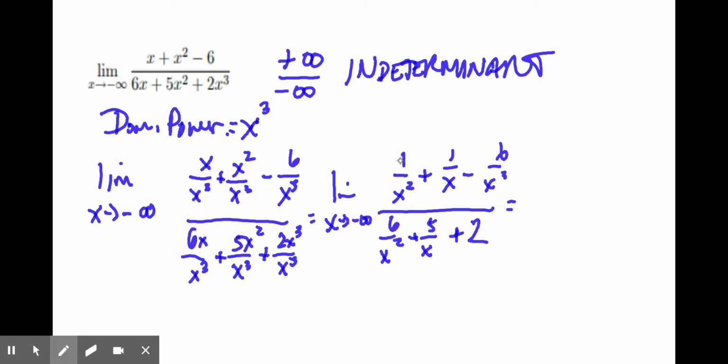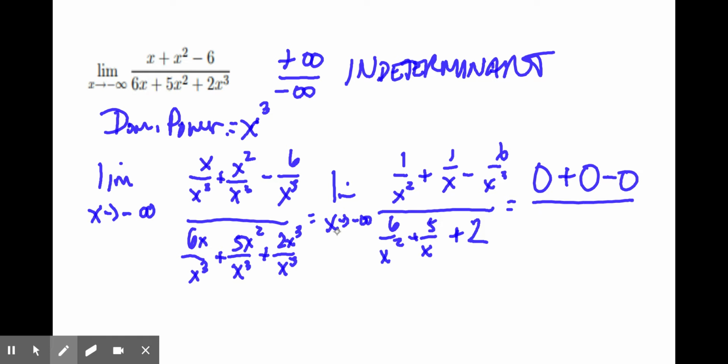All right, now I want the limit as x goes to negative infinity of all these things that are here. 1 over x squared as x goes to negative infinity. That's 1 over something really big. The result is really small. It goes to 0. 1 over x as x goes to negative infinity. That's 1 over something really big. That result is really small. It goes to 0. Minus 6 over x cubed as x goes to negative infinity. 6 over something really big is really small. That also goes to 0.